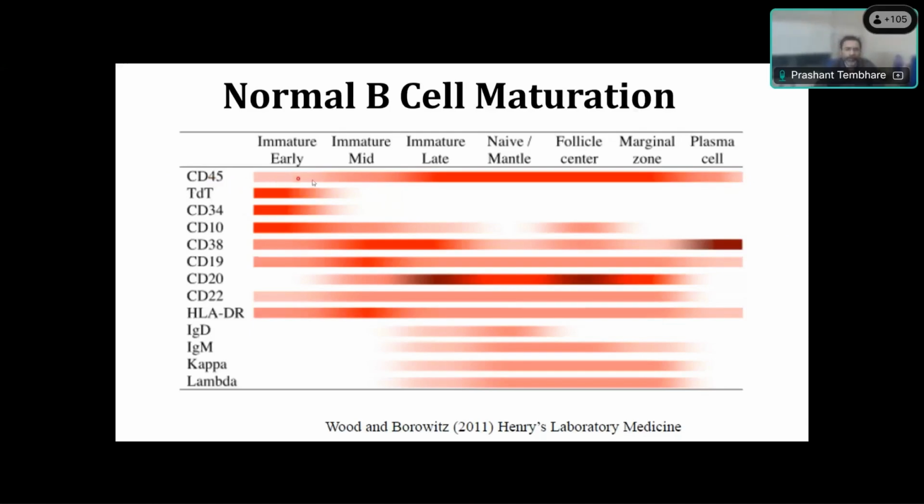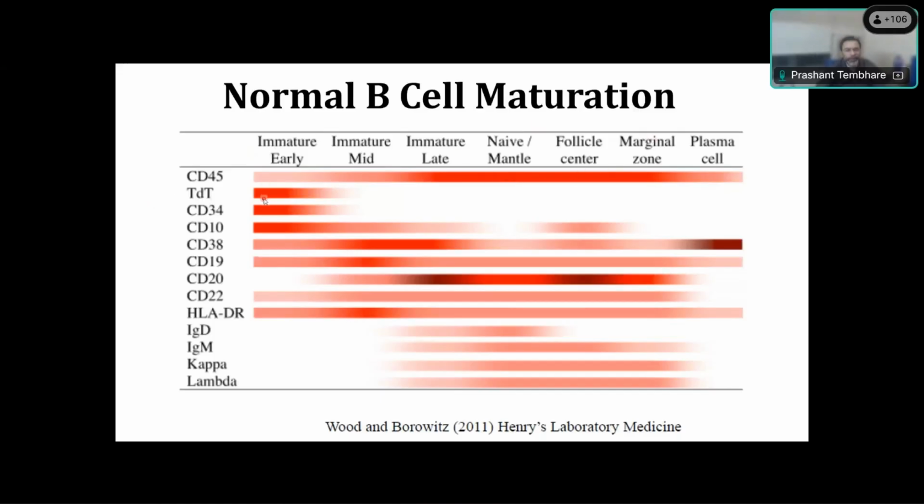If you look at CD45 in the early precursor, it is weak. You can see that the color is faint, which means the level of antigen is weak. And as it becomes darker, that means the antigen density is high, so we can differentiate that. What does it mean? CD45 is weakly expressed in the early precursor, and when it becomes a mature B cell, it becomes stronger.